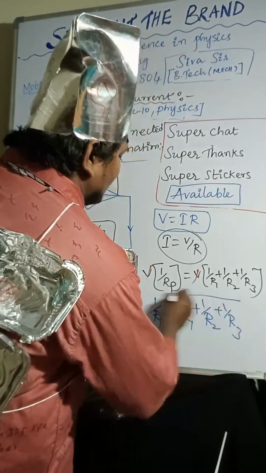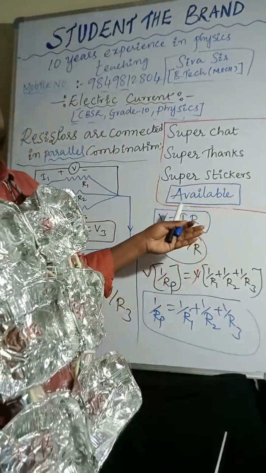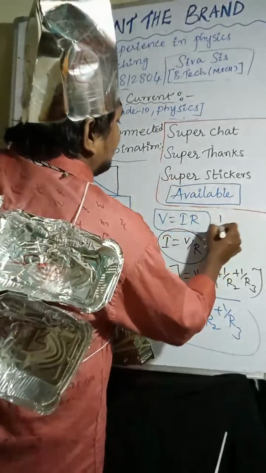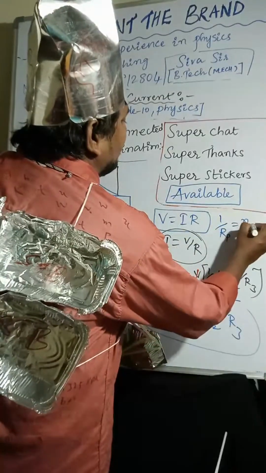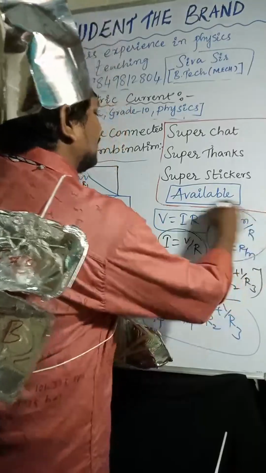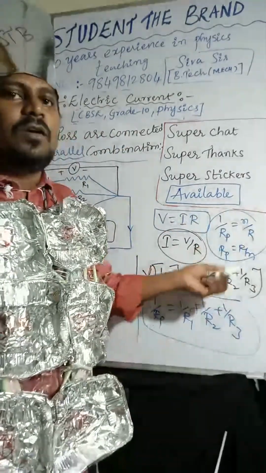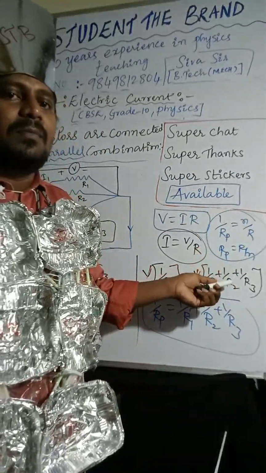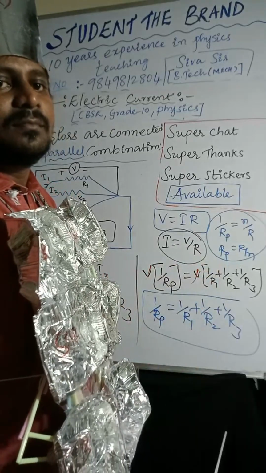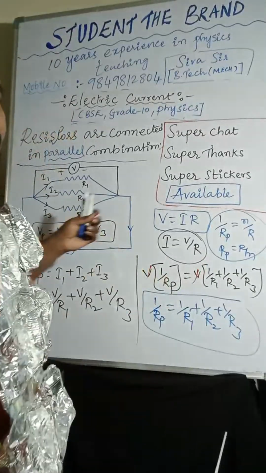So these are resistors connected in parallel combination. If n number of resistors are connected in parallel combination, 1 by Rp equals n by R, so Rp equals R by n. Very important: 1 by Rp equals n by R, Rp equals R by n. So this is about resistors connected in a parallel combination.